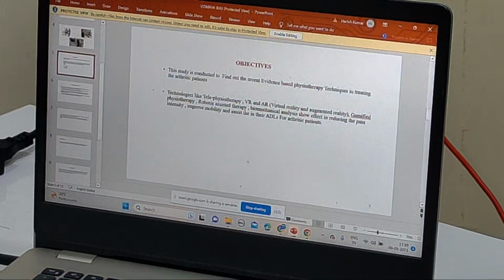Next slide, please, ma'am. Then here we are seeing the objectives of the study. This study is conducted to find out the recent evidence-based physiotherapy techniques in treating arthritic patients. Technologies like telephysiotherapy, virtual reality, augmented reality, gamified physiotherapy, robotic-assisted therapy, and biomechanical analysis show effectiveness in reducing pain intensity, improving mobility, and assisting ADLs for arthritic patients.